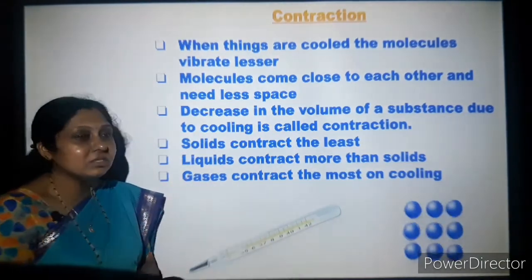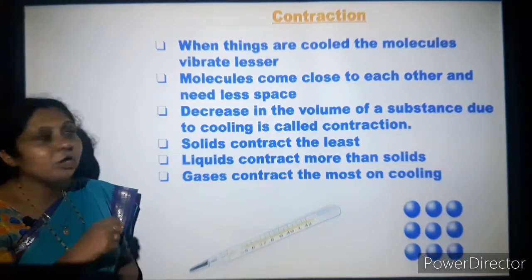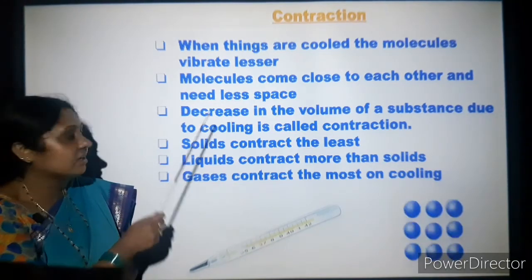Because the molecules come closer to each other, there will be a decrease in the volume, and this is called contraction. So, this is the definition.